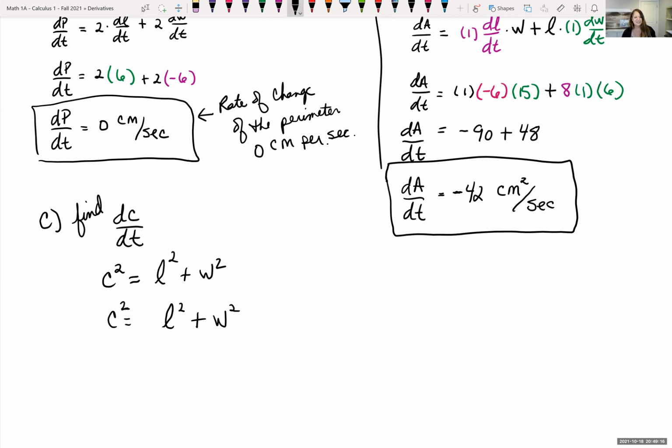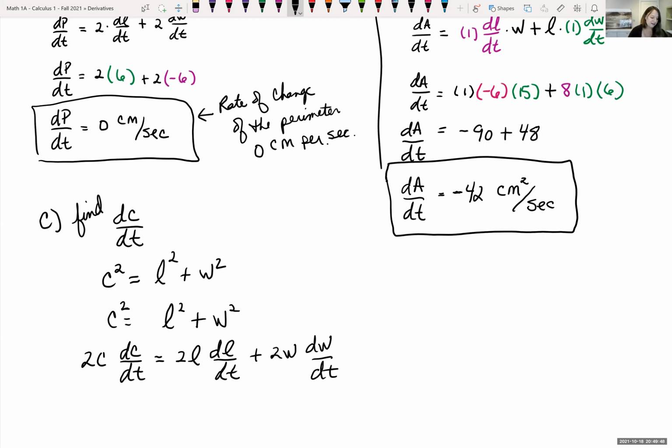Okay, so let's take the derivative of c squared, which we know is 2c. But our diagonal is with respect to time, so it's dc/dt, is equal to the derivative of L squared, which is 2L, but the derivative of L with respect to time, so dL/dt, plus the derivative of W squared, which is 2W with respect to time, so dW/dt.